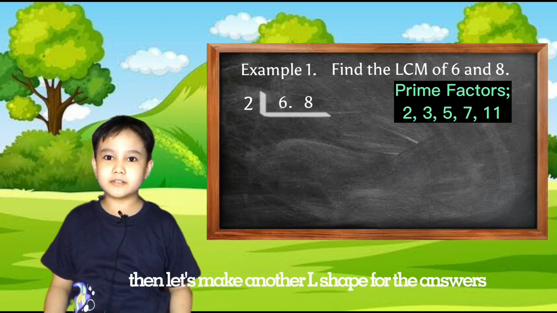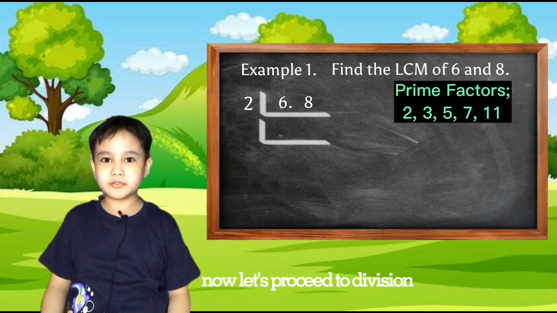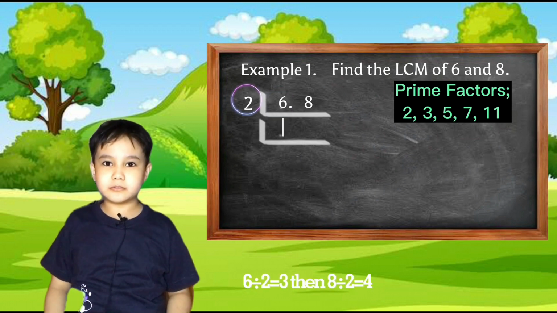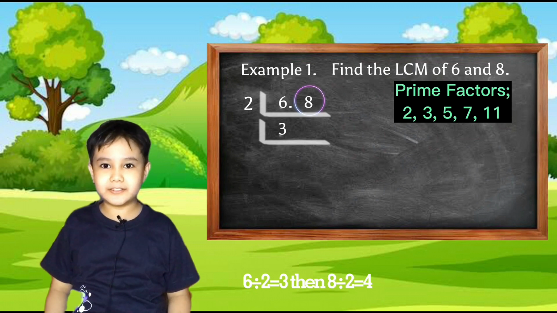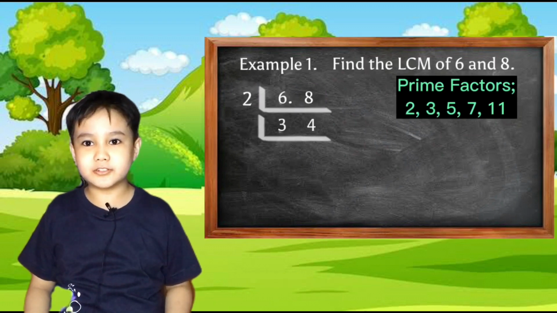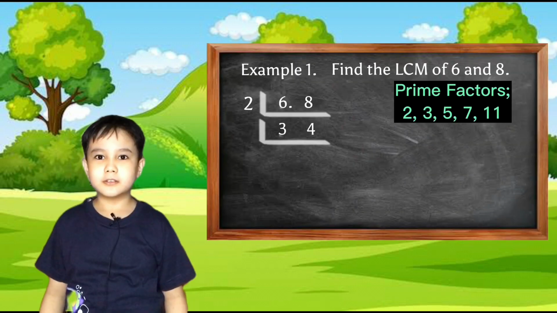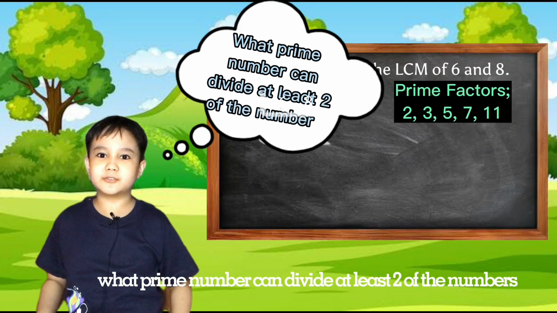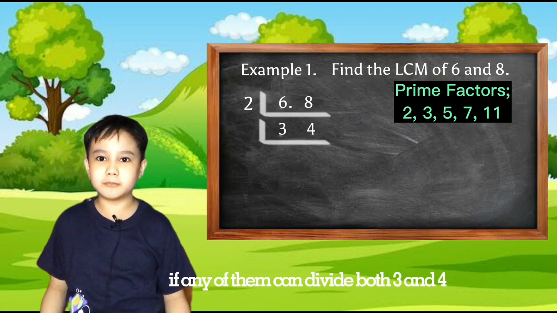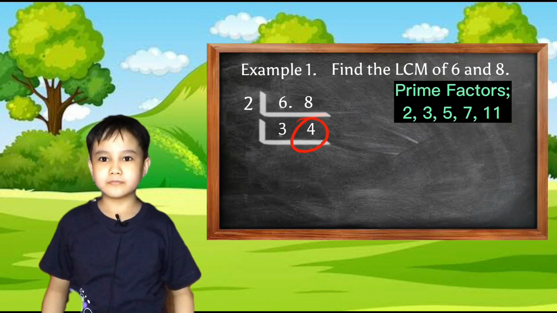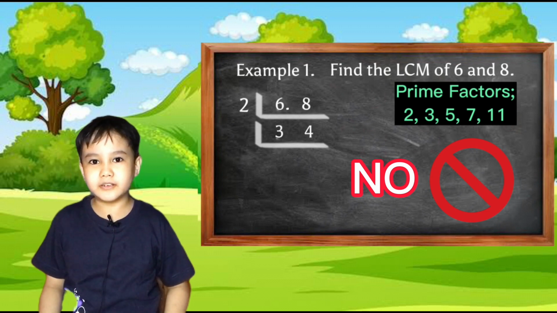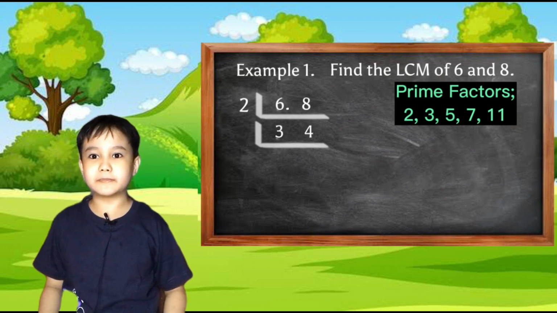Then let's make another L shape for the answers. Now let's proceed for division. 6 divided by 2 equals 3. Then 8 divided by 2 is 4. Now the remaining numbers are 3 and 4. What prime number can divide at least 2 of the numbers? Let's see from these prime numbers if any of them can divide both 3 and 4. No prime number can divide both 3 and 4. So, this means we will now stop dividing.